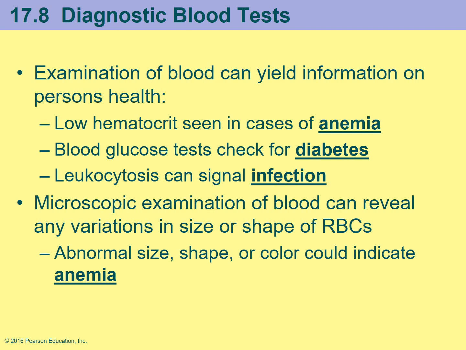There's lots of different types of blood tests where you can get an idea of what a person's health is. Low hematocrit is going to be seen with anemia. You can do blood glucose checks for diabetes. You can look at the leukocytes to determine if there's an infection. And if you do a differential count, you can determine is it viral, bacterial, parasitic worm versus allergies. You can do a microscopic examination and look at the size and shape of red blood cells, see if there's abnormalities in size, shape, color.